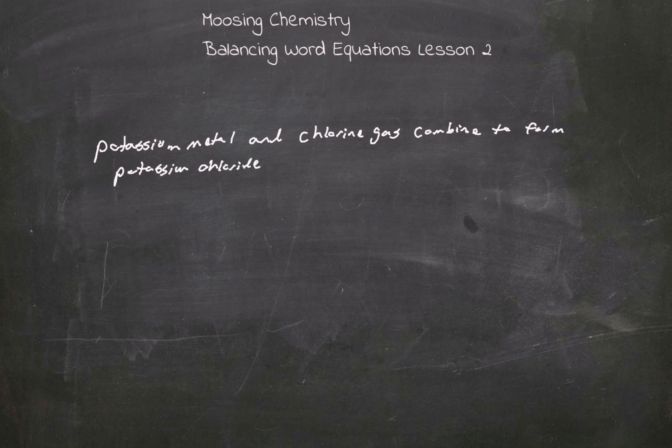Okay. So potassium metal is K, 0 charge because it's by itself. Chlorine gas, diatomic, remember the 7 diatomics, combine to form potassium chloride. That'd be KCl, because it's -1 plus 1. And so we're going to have to put a 2 here because of the chlorine's 2 there, and we need to put a 2 there.